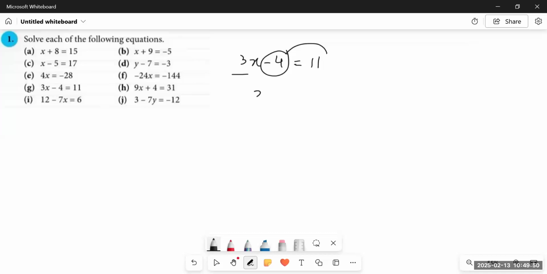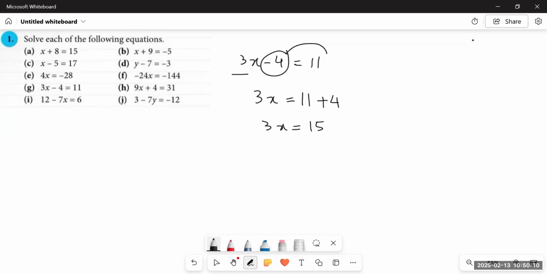So what will happen? 3x is equal to 11 will remain as it is. All we need to do is shift minus 4 to the other hand side, and it will be plus 4. The sign of minus 4 will change to plus 4. Then we will add 11 with 4. We will get 15. Now what to do next?